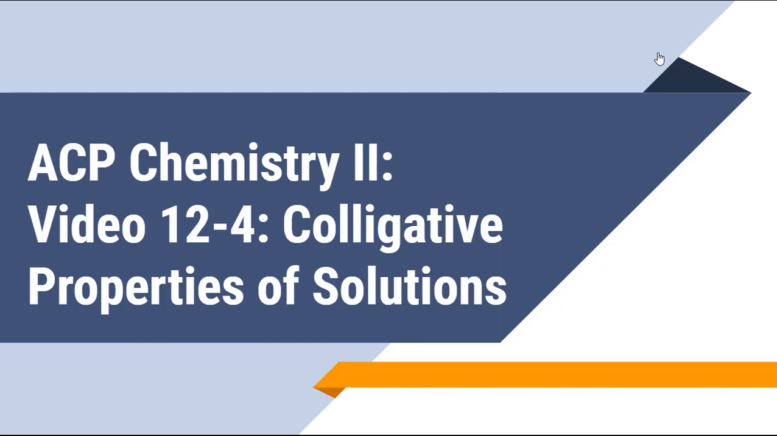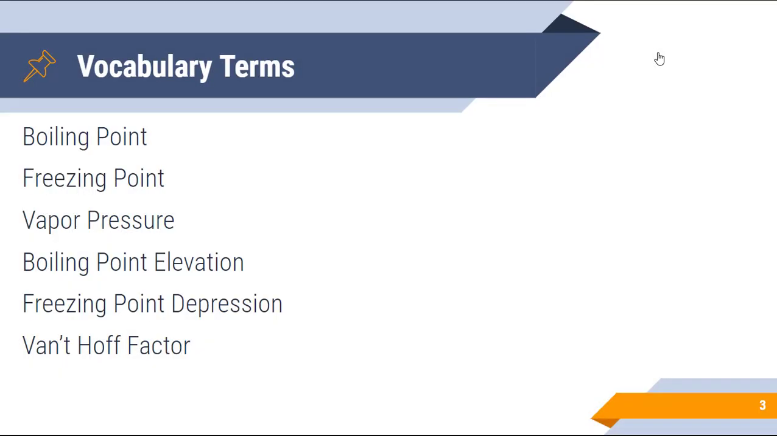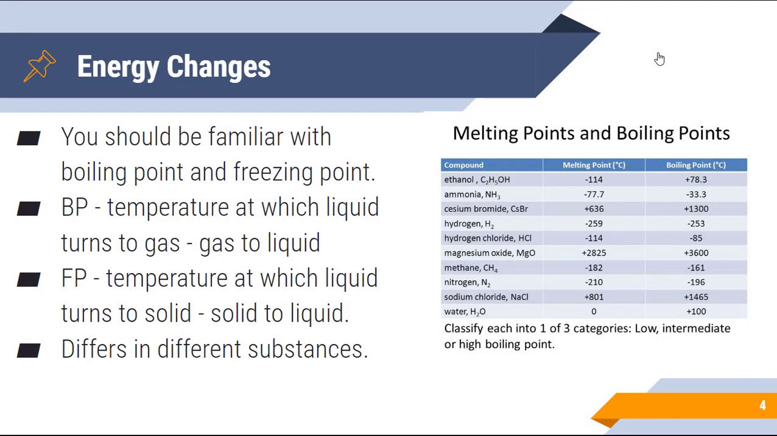Oh, man. Let's get started. So hopefully by the end of this video, you will be able to explain a variety of colligative properties of solutions and to be able to calculate boiling point elevation and freezing point depression. Your key vocabulary terms here: boiling point, freezing point, vapor pressure, boiling point elevation, freezing point depression, and the Van 't Hoff factor.